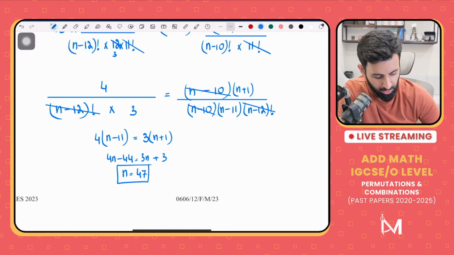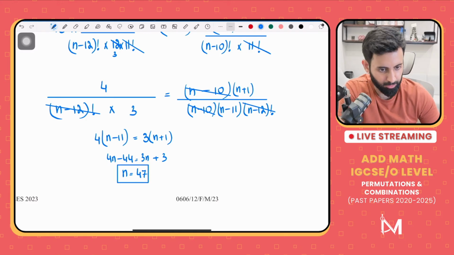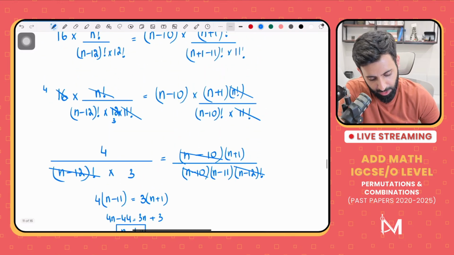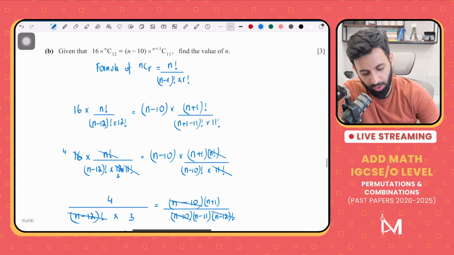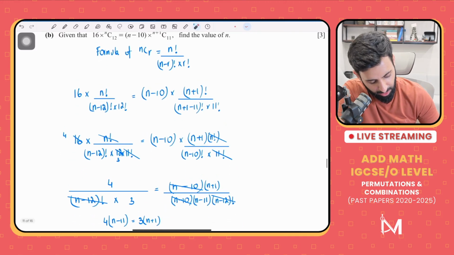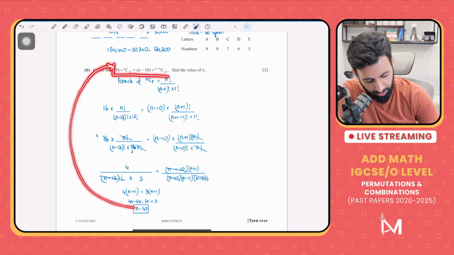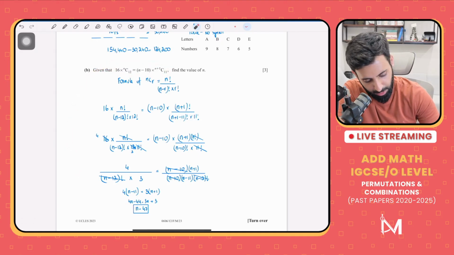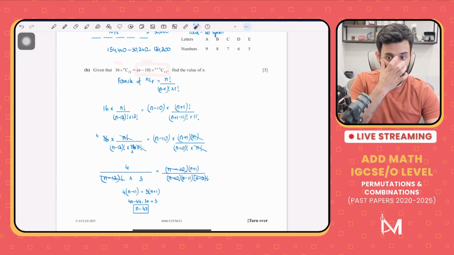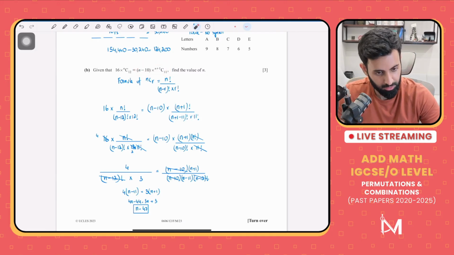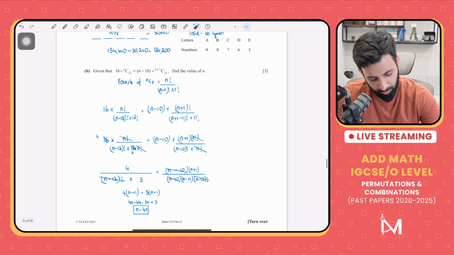There you go. And if you have time in the paper, here's my advice: plug in this value of n here, and see if it holds. Work this out using the value of n that you found, see what you get on the left-hand side. Then plug in the value of n here, work this out, see if both sides hold up. If both sides hold up, that means you've done it correctly. So that was that.